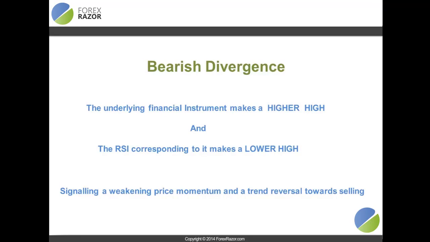Alternatively, if the price of the underlying financial instrument to which the RSI has been applied makes a higher high while at the same time the RSI corresponding to it makes a lower high, it is considered as a signal of weakening price momentum and a trend reversal from buying towards selling.